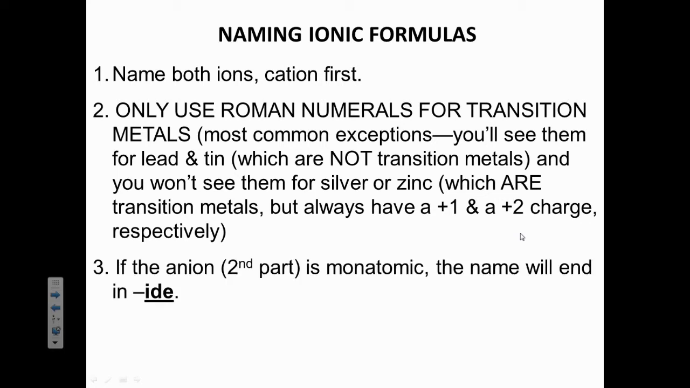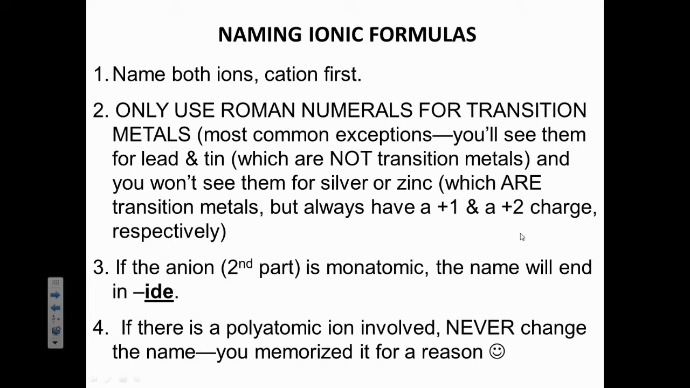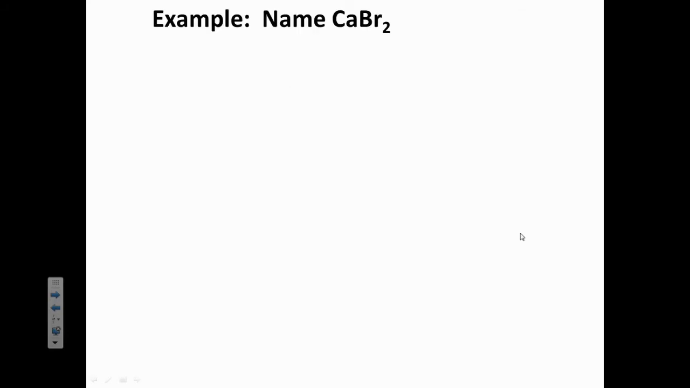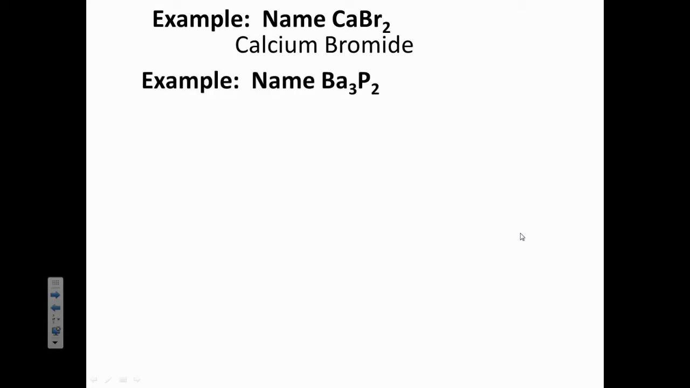If you're naming it and the second part, the anion, is just a single atom with a charge, you change the ending to "ide." If it's ending with a polyatomic ion, never change the name. You memorized it for a reason. Let's look at some examples. Calcium and bromine would turn into calcium bromide. Ba3P2 would turn into barium phosphide.